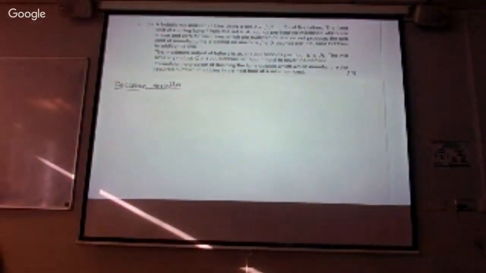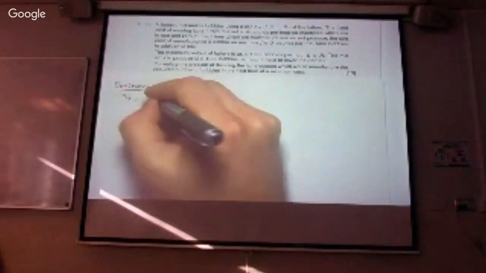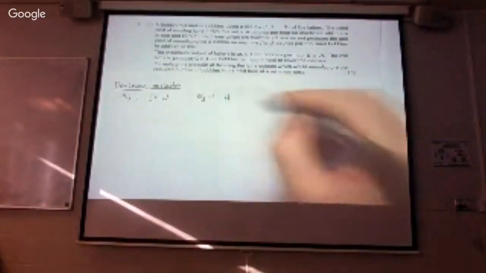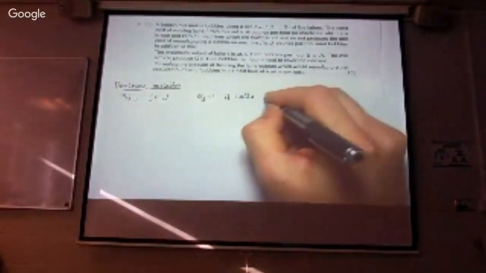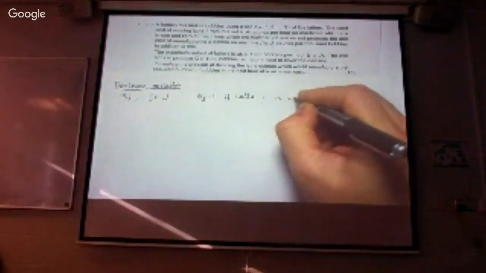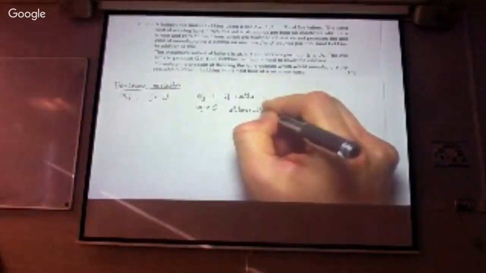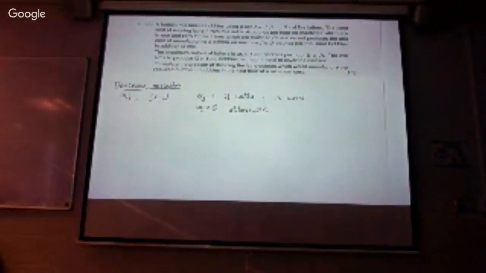And the decision variables. We need an alpha j, which is 1 if lathe j is used and 0 otherwise. And an xj, which is the amount of bobbins that it produces.